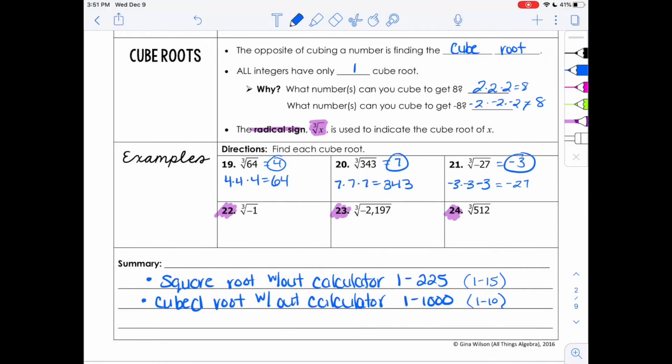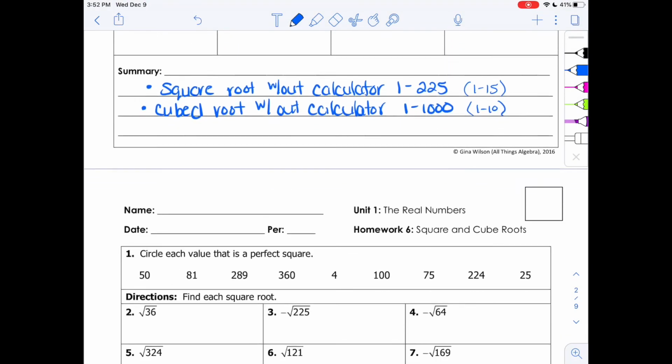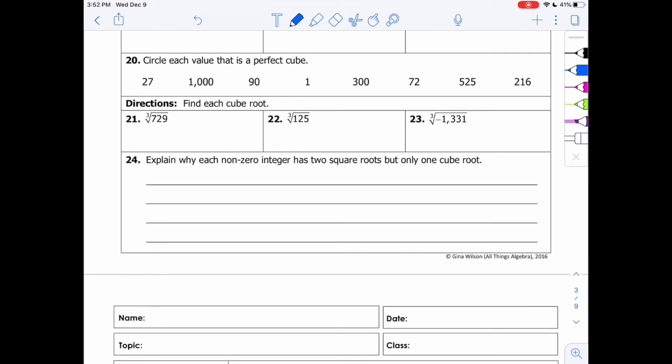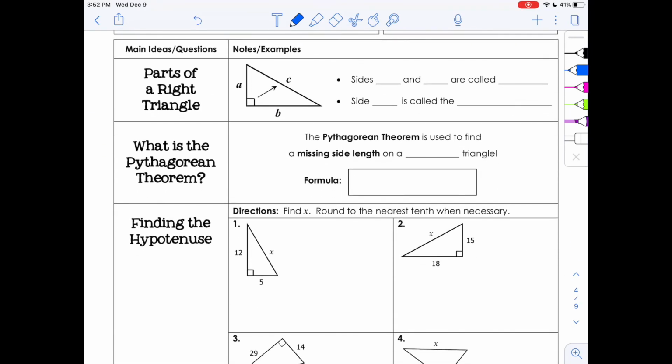The next part of our lesson, we're going to use what we just talked about with square roots and apply it to what we call Pythagorean theorem. So the first thing about Pythagorean theorem you need to remember is that it can only be applied to right triangles. So this method is only for right triangles.